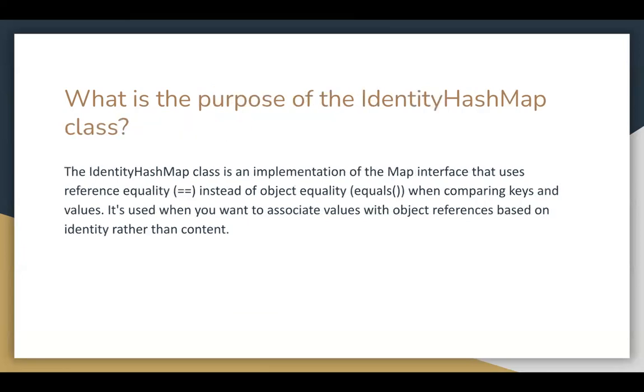What is the purpose of the identity hash map class? So the identity hash map class is again an implementation of the map interface that uses reference equality, that is ==, instead of object equality, that is the equals method, when comparing keys and values. It is used when you want to associate values with object references based on the identity rather than content. Okay.